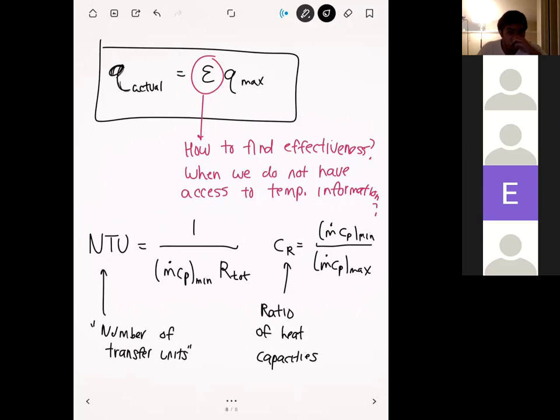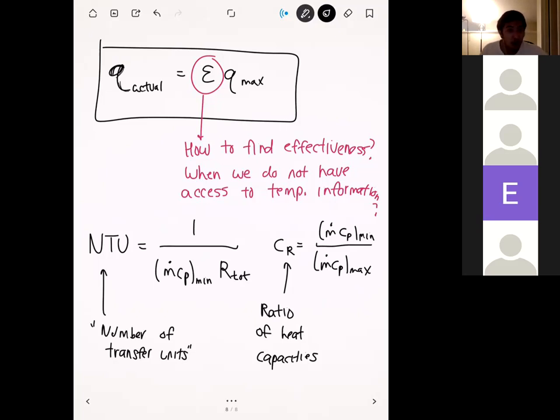All right, and so I'll show you those formulas on the next page, and then we'll do an example to show you how to use it in action. All right, are there any questions on this?